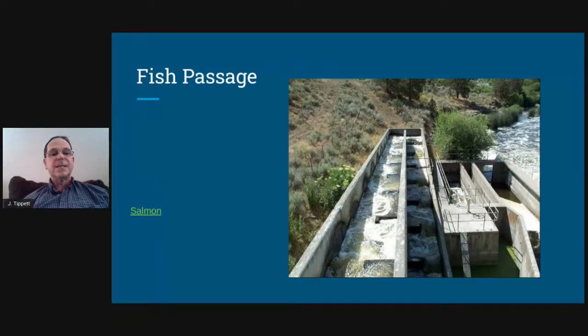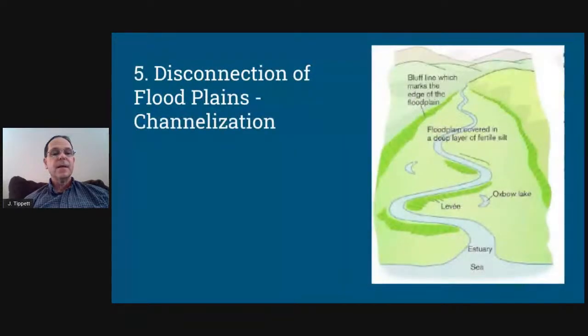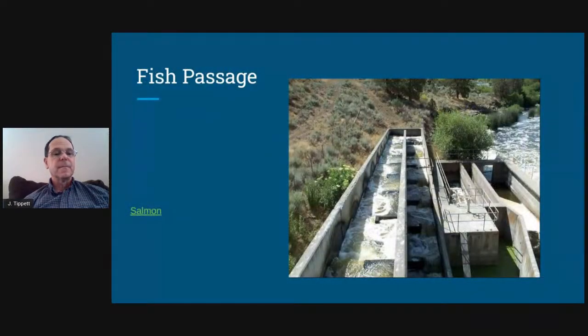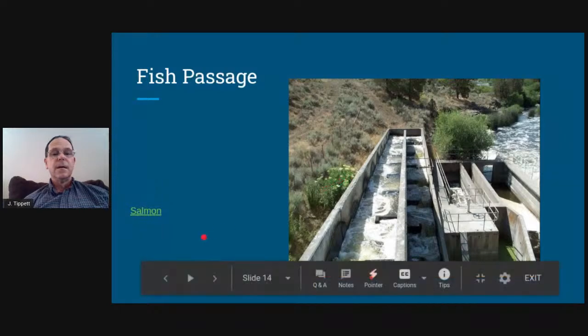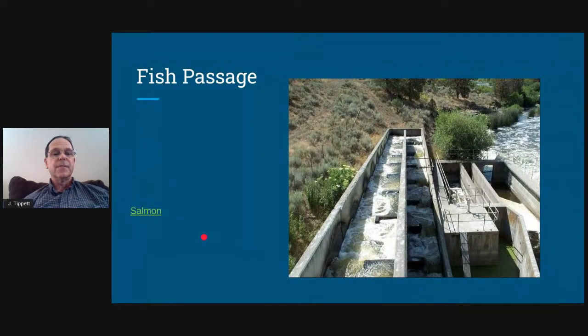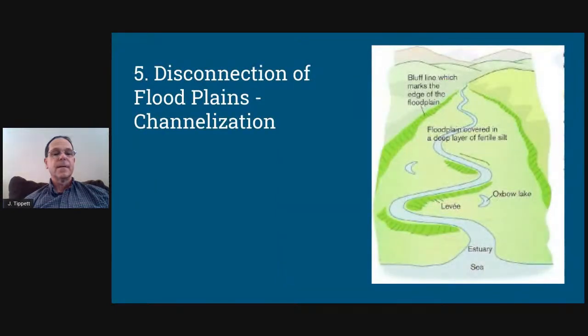We talked about fish passage, right? And that's one way to get around the problem if you've got fish that are capable of jumping. So that's a fish ladder that can be used when you've got the right fish, like a salmon.